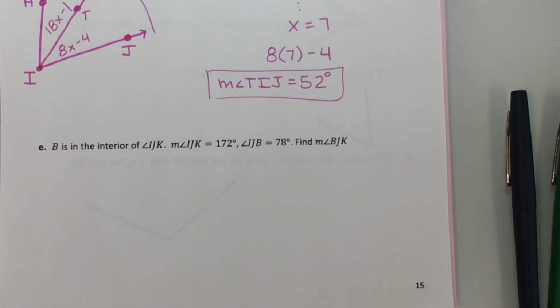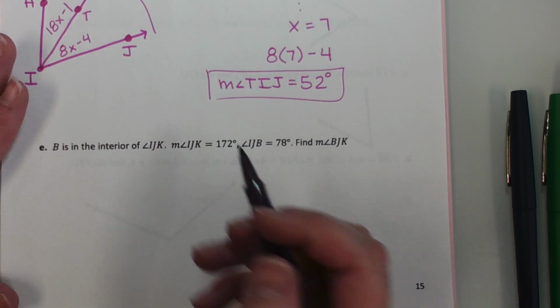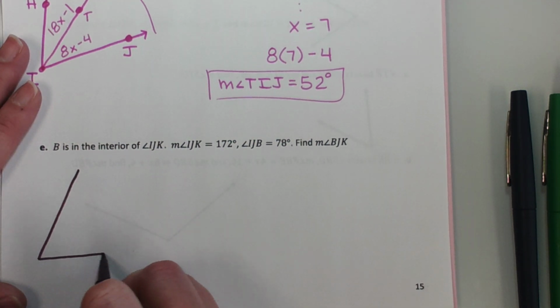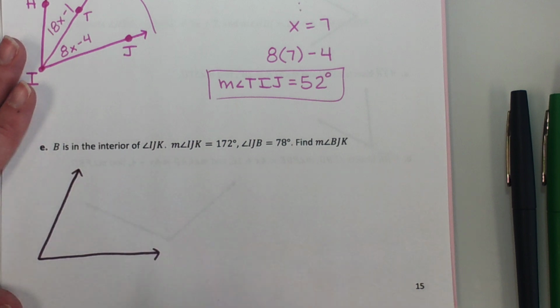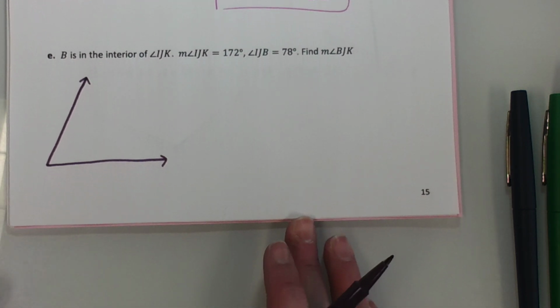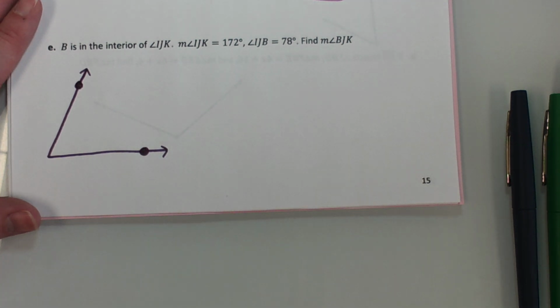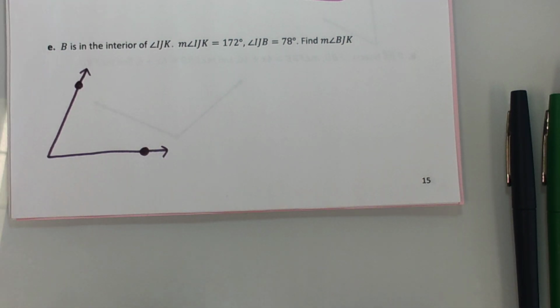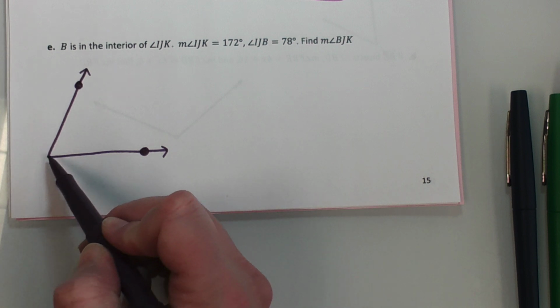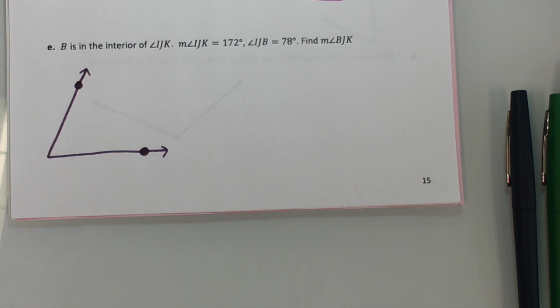Final problem is going to look a little different, but it's really the same idea. B is in the interior of angle IJK. When I'm drawing pictures, generally I try to draw the biggest item first. An angle is bigger than a point, so I start with drawing an angle. When I draw an angle, I make sure that I put points where they belong. At least one point goes on each ray, and then the vertex itself, because it's the intersection of rays, you don't actually have to draw the point there if you don't want to, but you can.